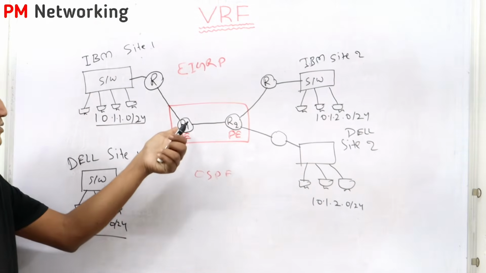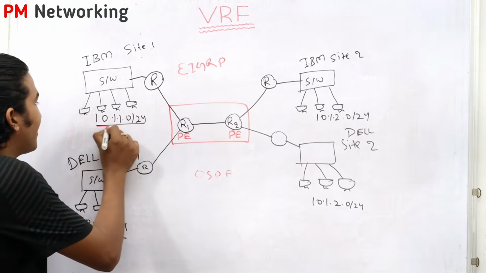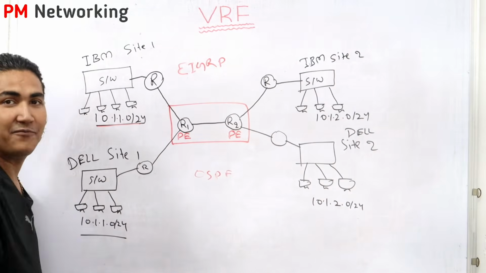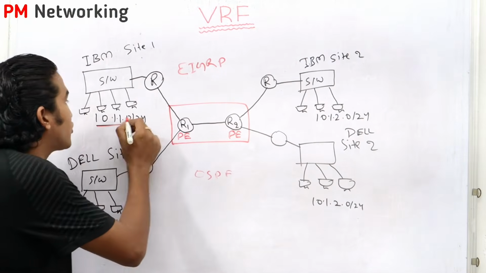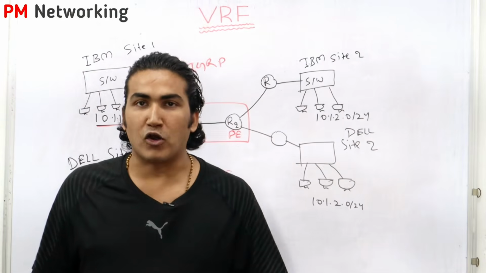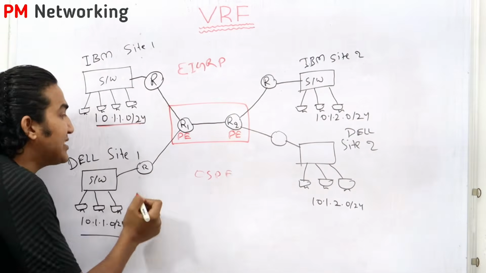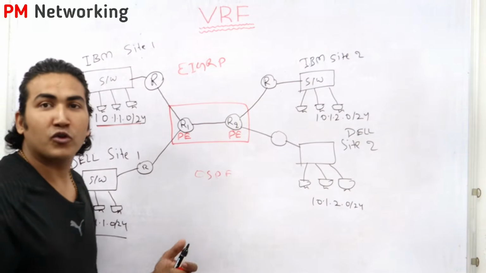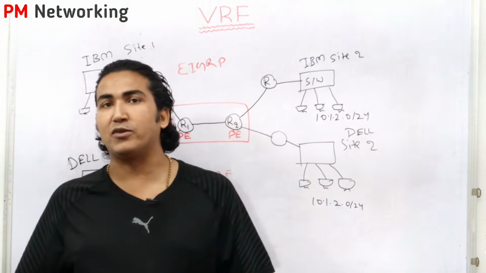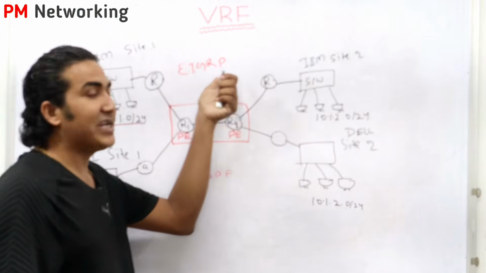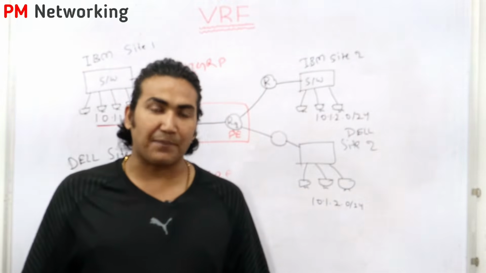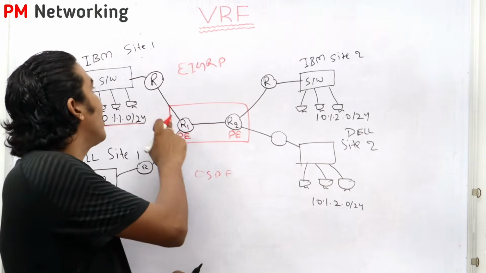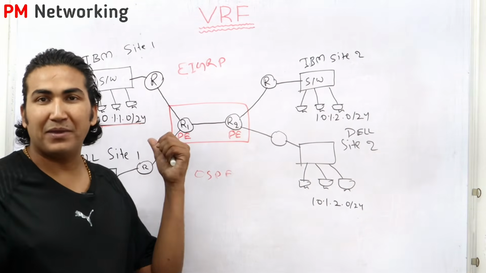Getting my point? So this router will learn this network through EIGRP, and this network through OSPF. But as you know, it cannot install both networks in its global routing table. Which network will it install? The one learned through EIGRP or through OSPF? The routing protocol with the least AD value. The AD value of EIGRP is 90, and the AD value of OSPF is 110. So router 1 will install the IBM route only.